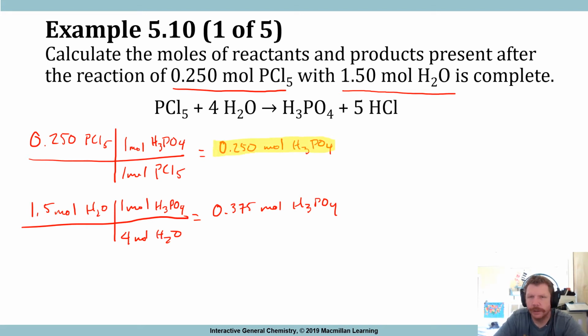product. Now we could have done the exact same thing with HCl, it doesn't really matter. Our aim is to figure out which reactant, based on the number of moles that we have of it, gives us the total number of moles that are produced, or the lower amount of the two. Okay, so now the question is, calculate the moles of reactants and products after the reaction.